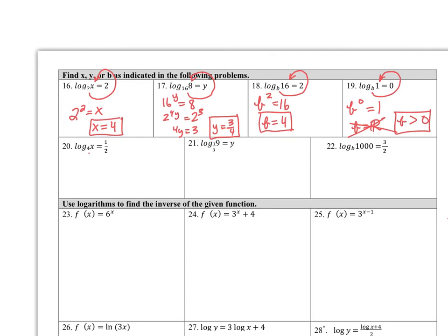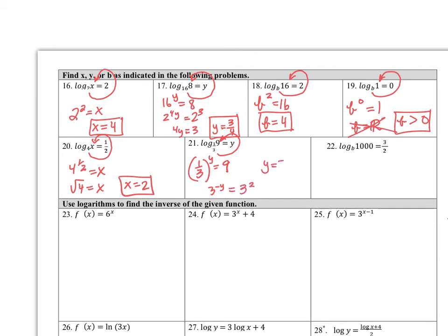All right, so the next one, 4 to the 1/2 power is x. That's just the square root of 4, which is 2. Next, 1/3 to the y power is 9. Oh, that's kind of weird. But we can rewrite this with the same base, because I can say this is 3 to the -1 power. So 3 to the -y power is equal to 3 squared. So y is just -2.